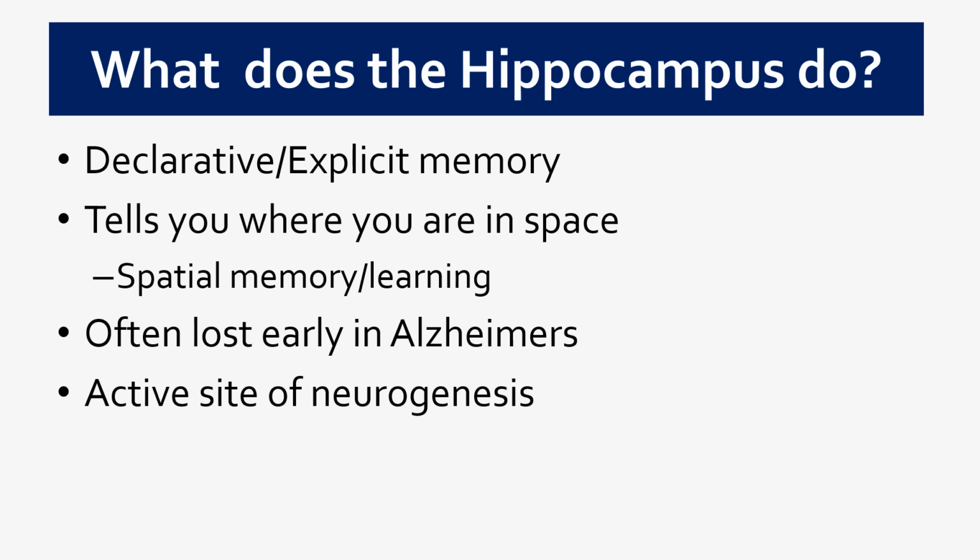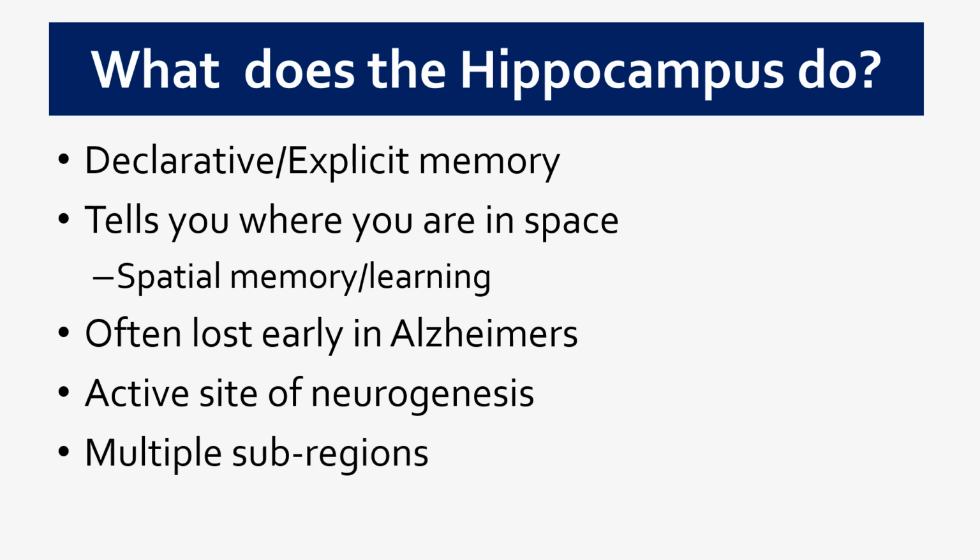Hippocampus is also one of the few sites of neurogenesis in the adult nervous system. That means that new neurons are born in the hippocampus. They migrate then to other sites, but the genesis of them, the place where they are made, if you like, is in the hippocampus.